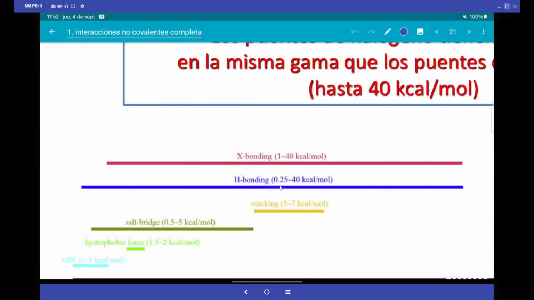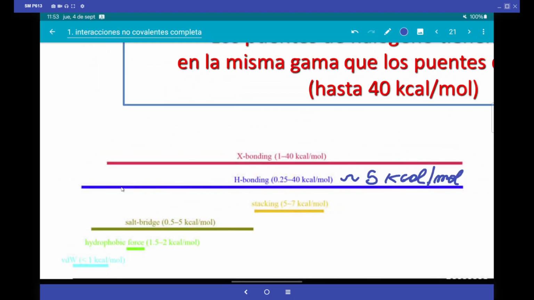The hydrogen bridge oscillates from 0.25 to 40. We said that the average value is around 5 kilocalories more, as well as the halogen bridge, where they have exactly the same range. The halogen bridge goes from 1 to 40 kilocalories more.